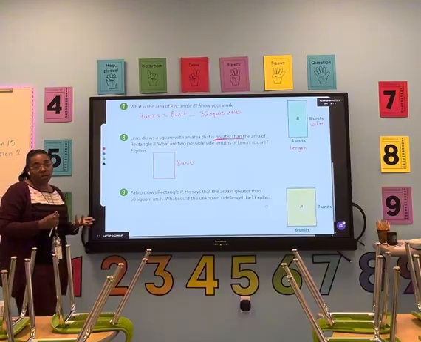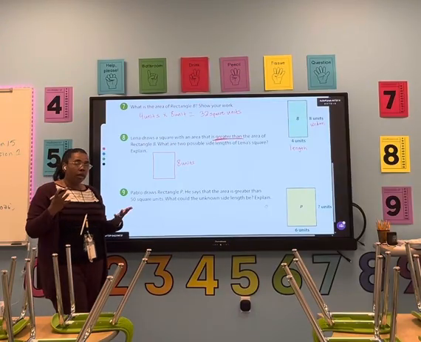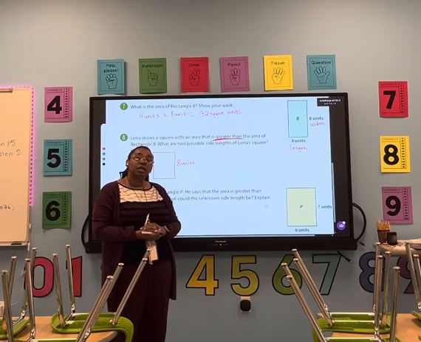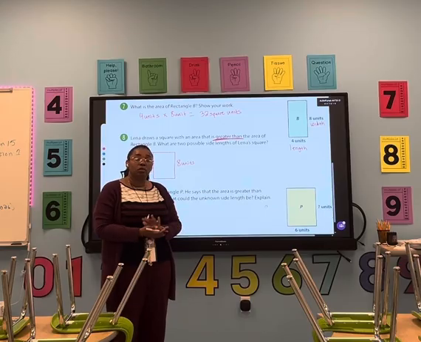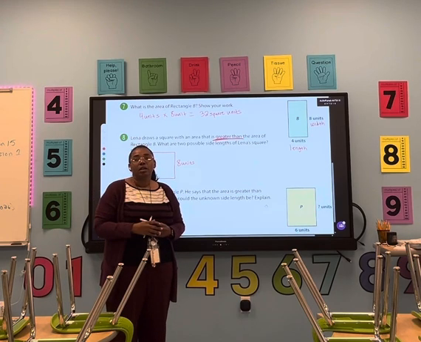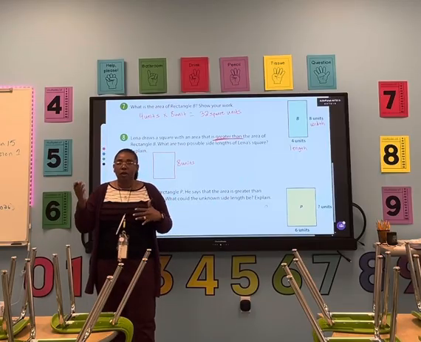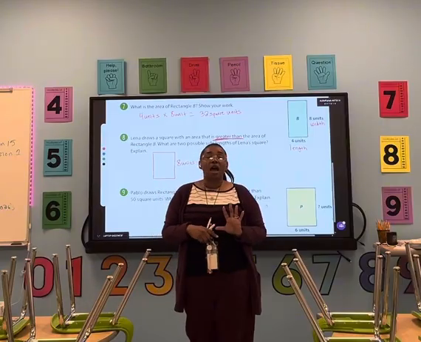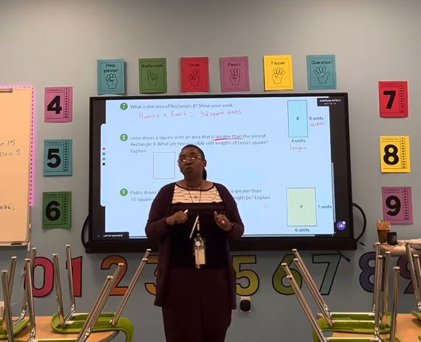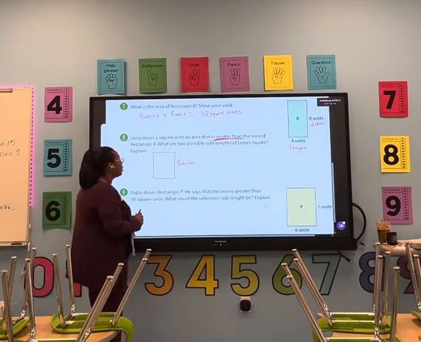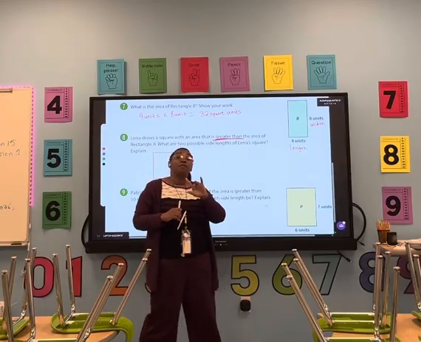Now, if I want something that is going to be greater than, will I choose a number that is going to be smaller than 4? No, because that means it's going to give me a less than answer of something less than 32. So I'm going to pick a number that is higher or greater than 4. You can pick 5, 6, 7, 8, 9, 10, whatever number you want. Ms. Newman is going to go one number up, and she's going to pick 5. So I'm going to change that 4 units to 5 units.